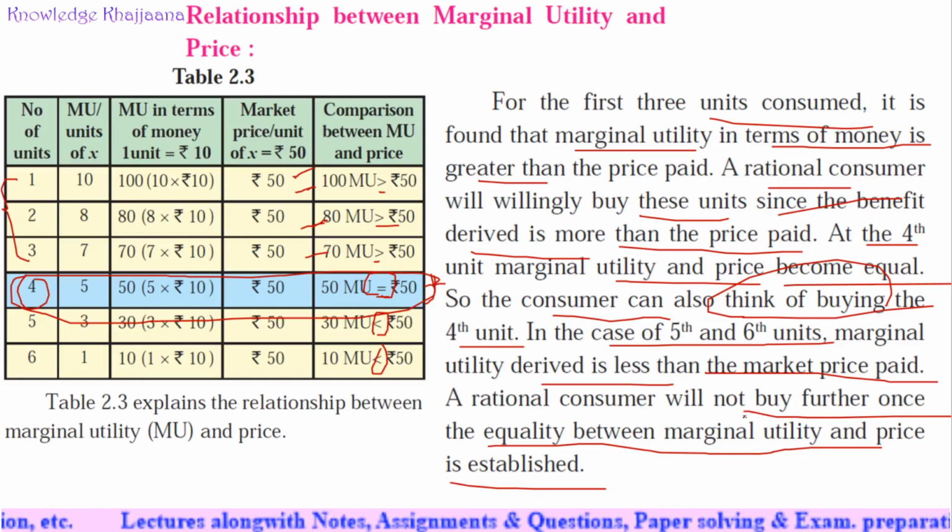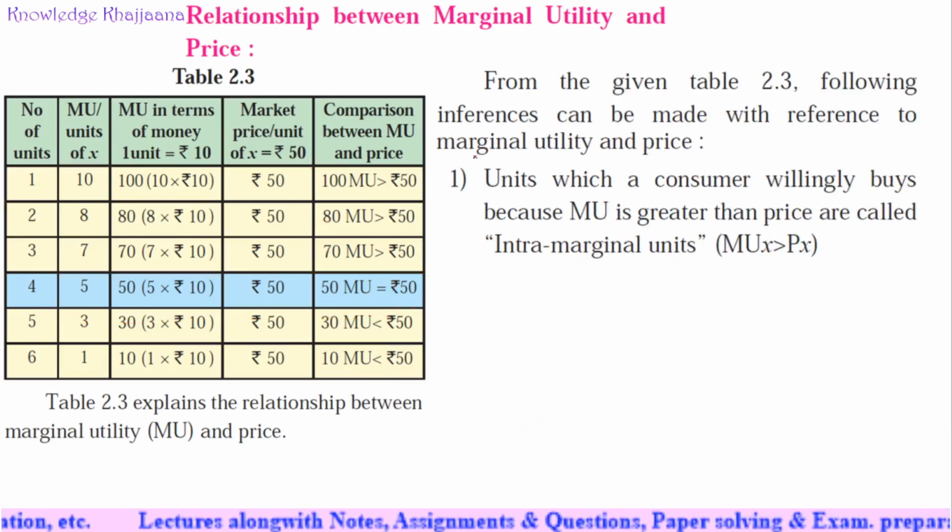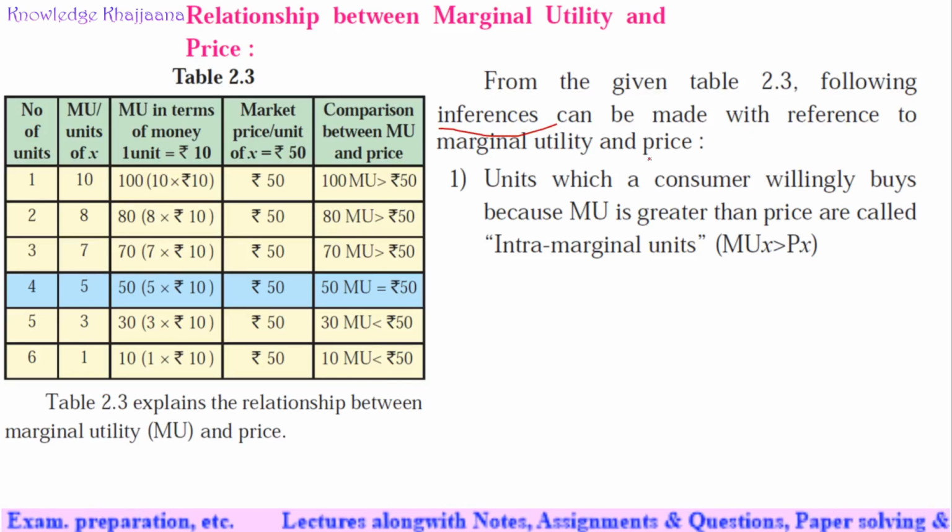A rational consumer will not buy further once the equality between marginal utility and price is established. Here at this point it is established. See, from the given table 2.3, the following inferences, meaning conclusions, can be made with reference to marginal utility and price.